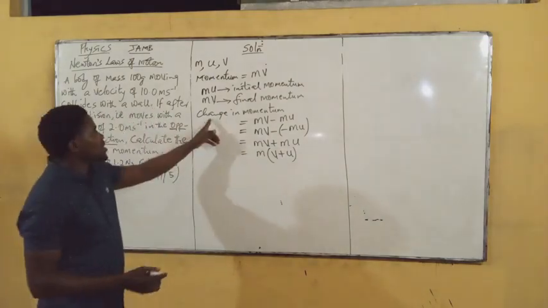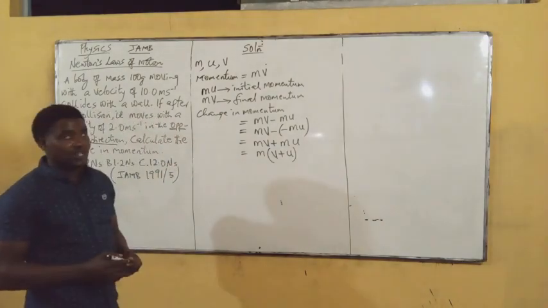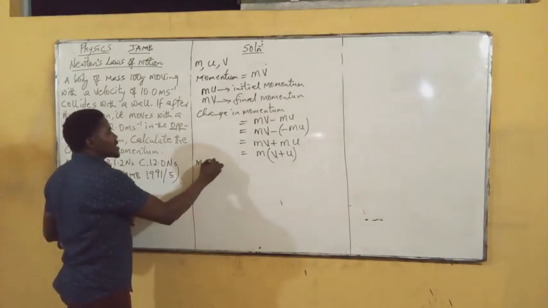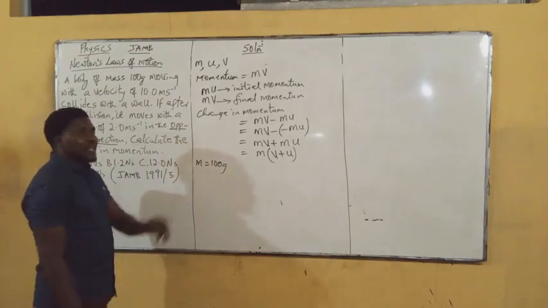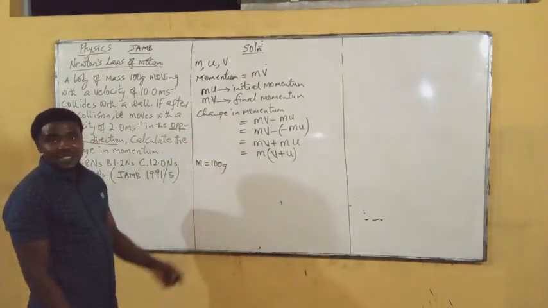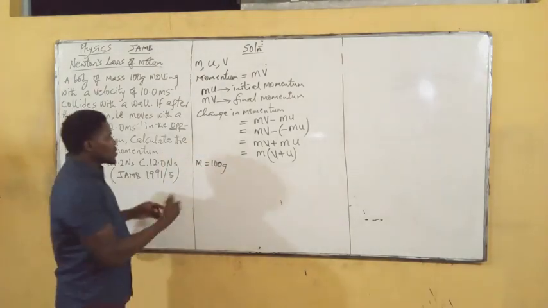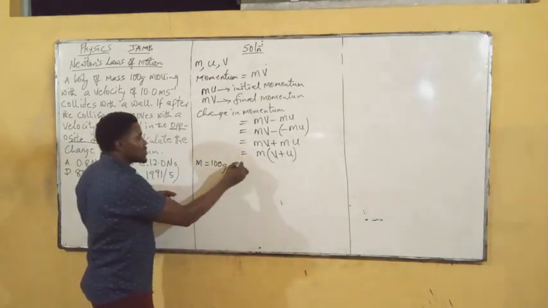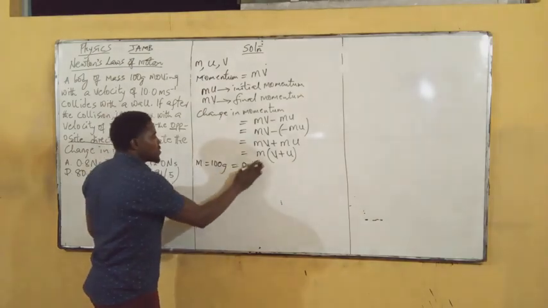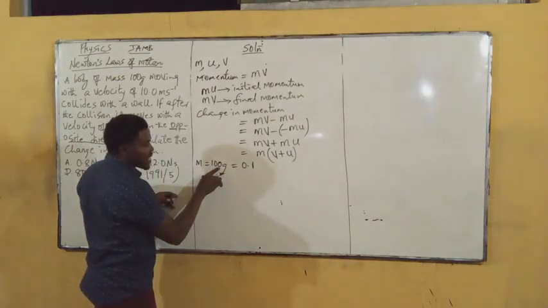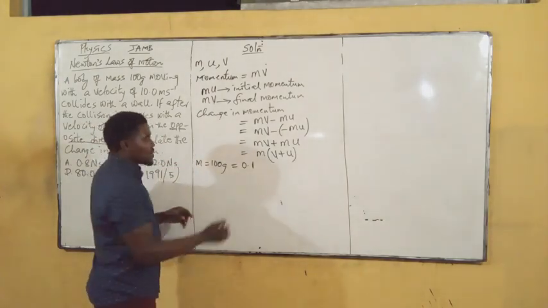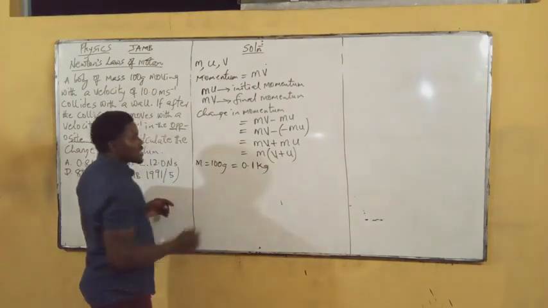Now, the question says we should find the change in momentum. Remember that the mass of the body, m, is equal to 100 grams. And the standard unit of measurement of mass in physics is kilograms, not grams. So how do I do this? I'll convert this by dividing by 1000, which will give me 0.1 kilogram, because 1000 grams gives me 1 kilogram.